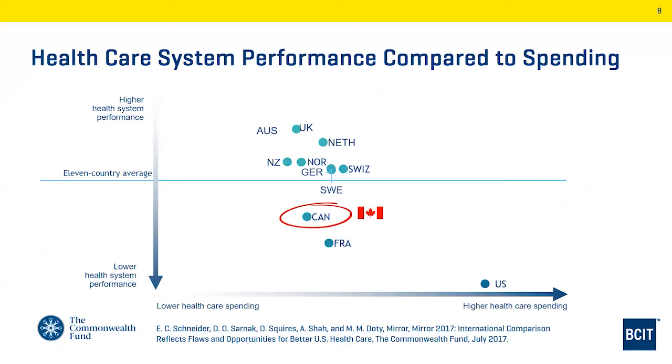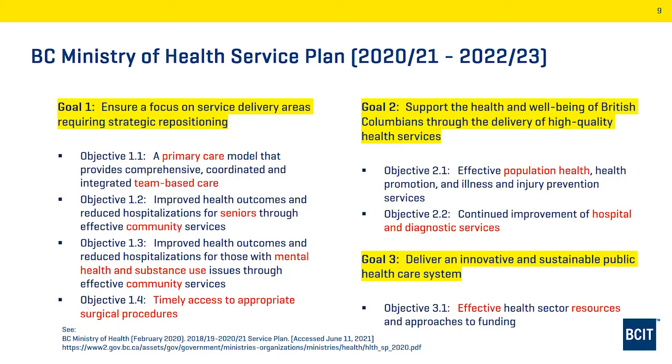And this next slide shows similar information, how Canada does compared to other countries. In this case, comparing the cost of healthcare delivery and how well the system is performing. So we're kind of in the middle of the pack in terms of spending, but in terms of performance, we're not quite as high as some of the other countries. So there is room for improvement. Next slide, please.